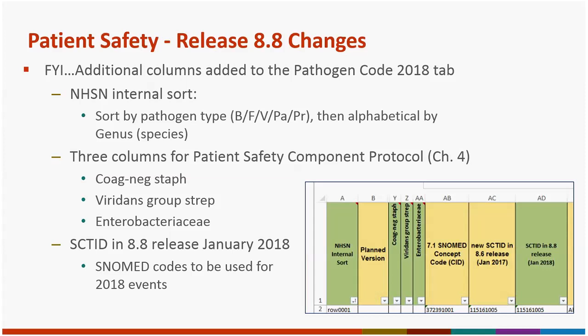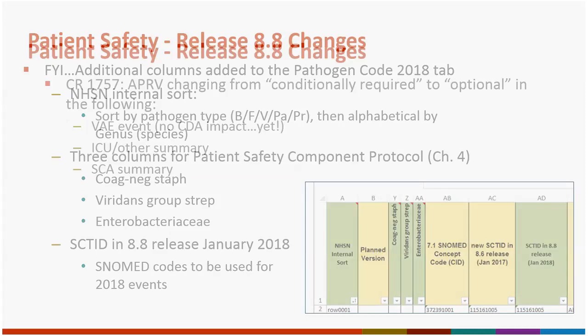I do suggest you just keep an eye on the NHSN internal codes, the ones with the asterisk, and just be aware that anything with an asterisk always rolls up and saves as the pathogen listed without the asterisk, in case there's any confusion or questions from your users. Next slide.